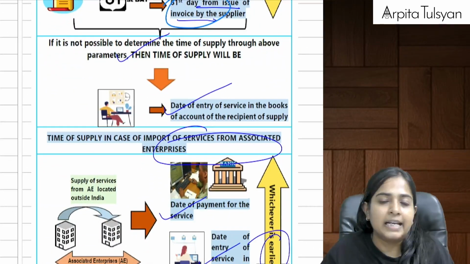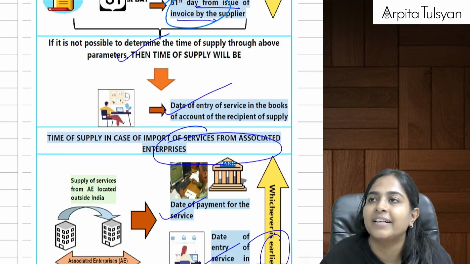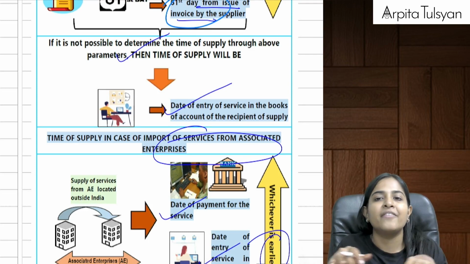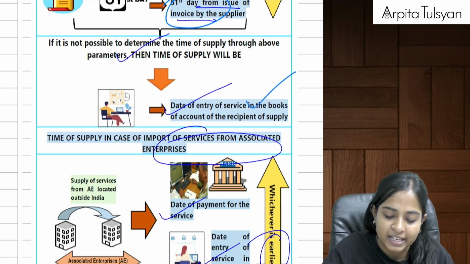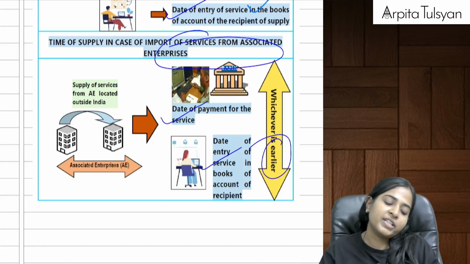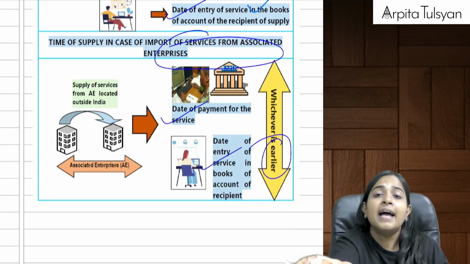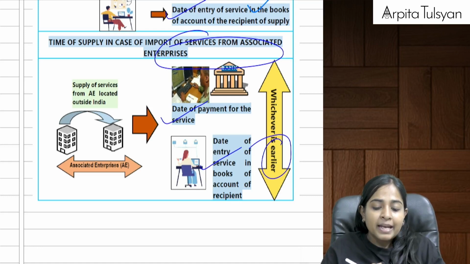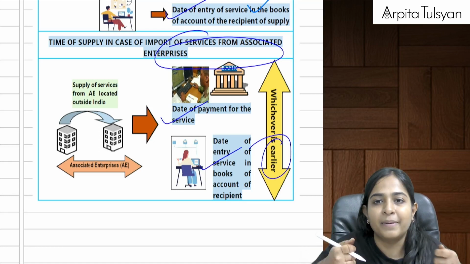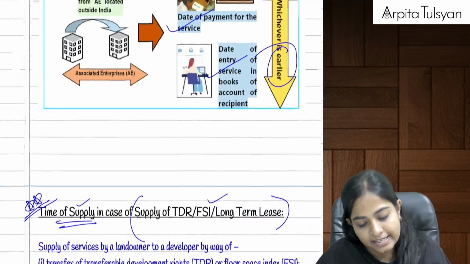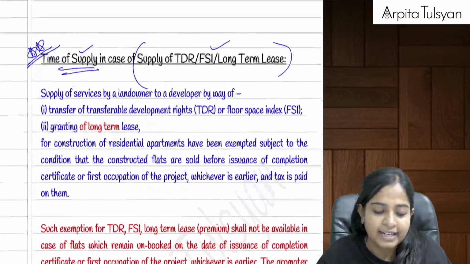This becomes your date of payment, or the 61st day from the date of issue of invoice by the supplier, whichever is earlier. If it is not possible to find the time of supply as per those provisions, then from the point of view of the recipient, whenever he has recorded the receipt of service in his books of accounts. And between associated enterprises, I am in India, my associated enterprise is outside India, I am importing some service from them, then the time of supply will be the date of payment or the date when I have recorded the service in the books of the recipient. Are you clear till here, everyone?